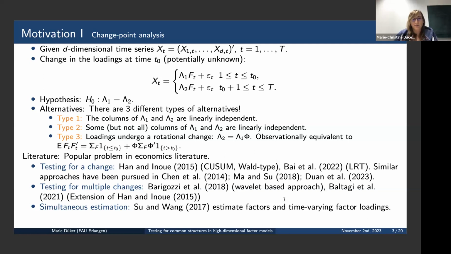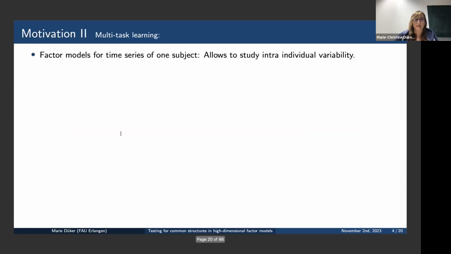But the question we are interested in is, is it actually possible to test for one of those alternatives? Because people have been giving those alternatives, but can we actually distinguish between them? And is there something interesting in looking at those alternatives? So this is one of the directions we are coming from, where one tries to look for differences in the loadings, but a specific type of difference.